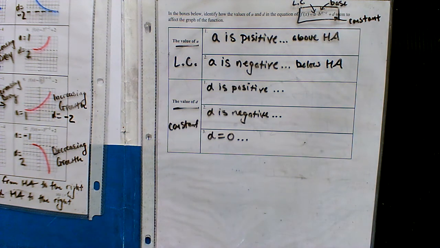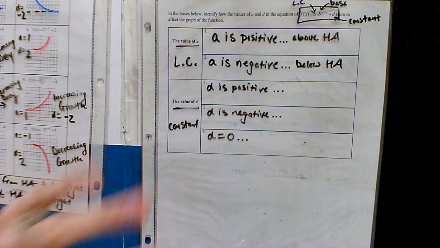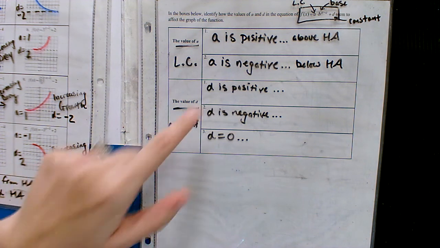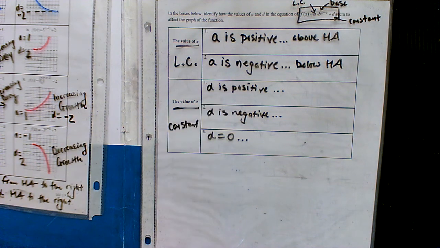All right, so if D is telling us the location of the horizontal asymptote, what do we know if D is positive? Can we describe where that horizontal asymptote would be located on a graph?